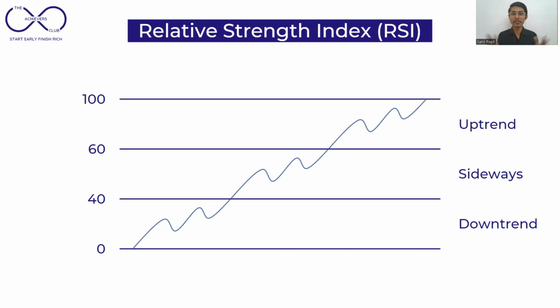Let's consider if the monthly time frame of any stock is below 40, which means the long-term trend of that stock is bearish. Similarly, if that particular stock has its weekly time frame below 40, then the medium-term trend is bearish.